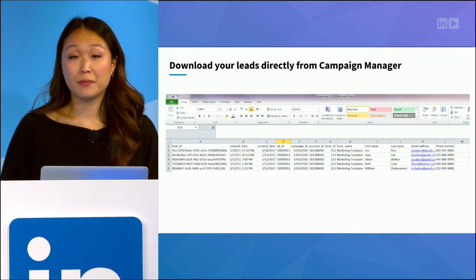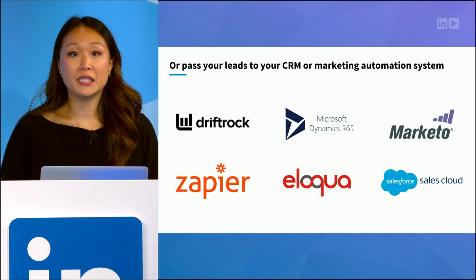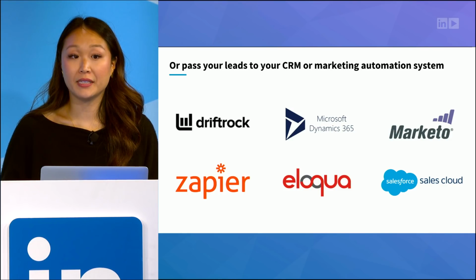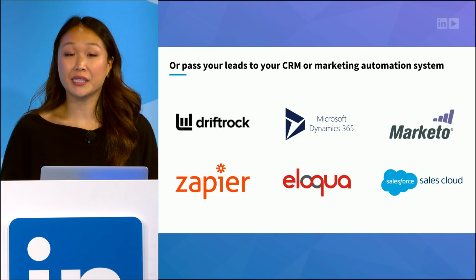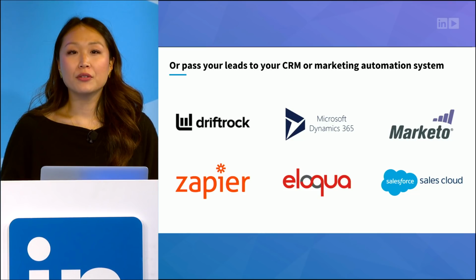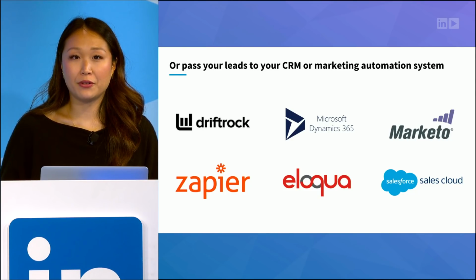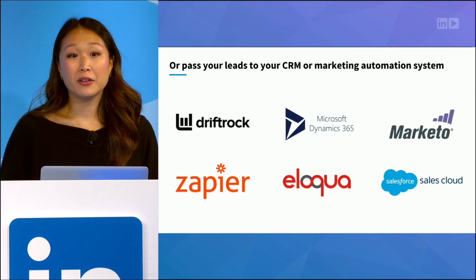Alternatively, you can set up a direct integration with your CRM or marketing automation. These are the partners we have today. In terms of direct integrations, we have Microsoft Dynamics, Eloqua, Marketo, and Salesforce Sales Cloud. If you're using something different, for example HubSpot or Salesforce Marketing Cloud, even though we don't offer those direct integrations, you can use third-party bridges. DriftRock and Zapier build the bridge between LinkedIn Campaign Manager and whatever your system may be.